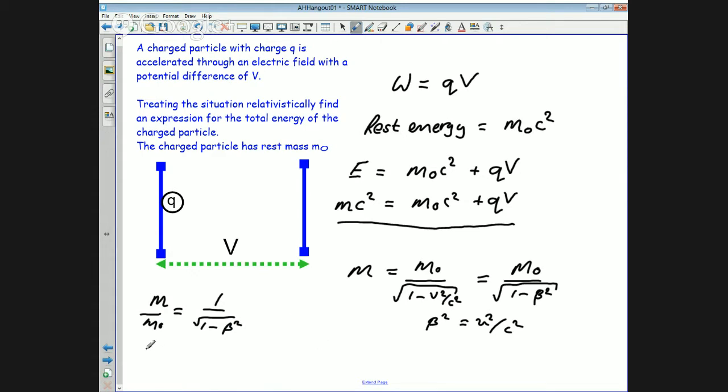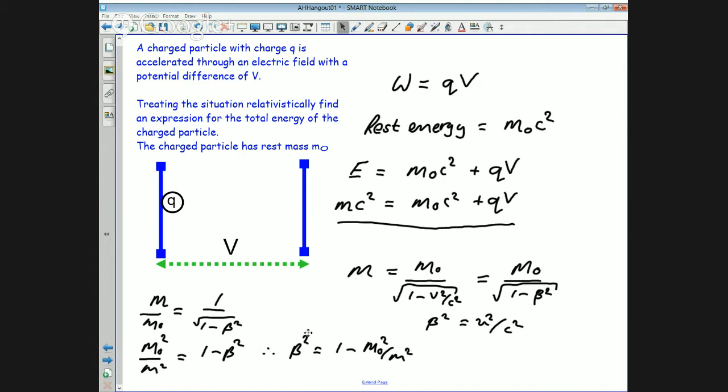And if I square both sides and really turn them upside down, I would have m0 squared divided by m squared, and that would be equal to 1 minus beta squared. And therefore, I can now rearrange and have beta squared on its own, and that would be equal to simply 1 minus m0 squared all over m squared.